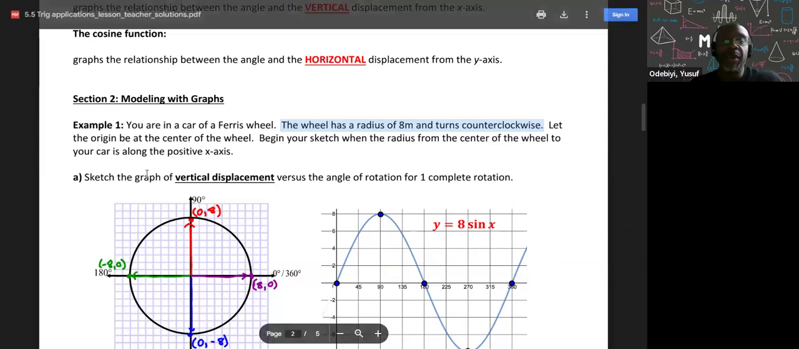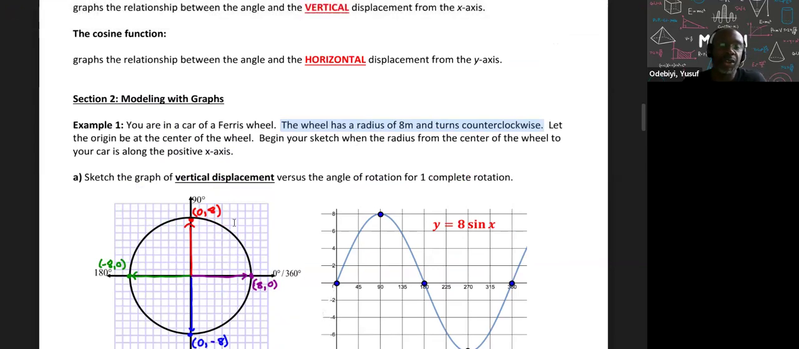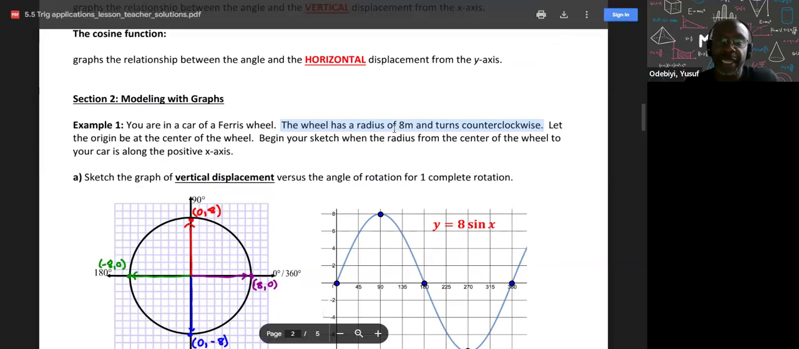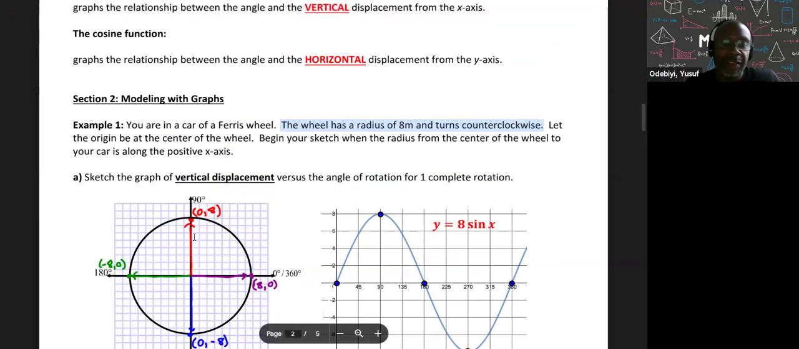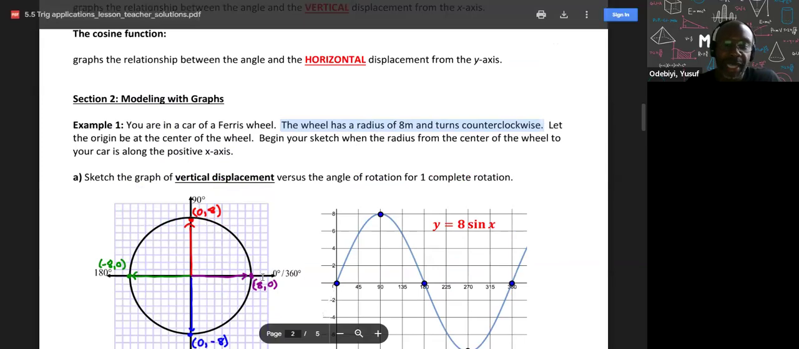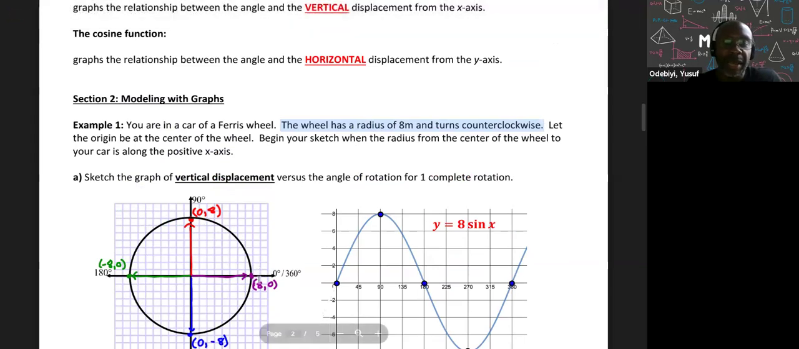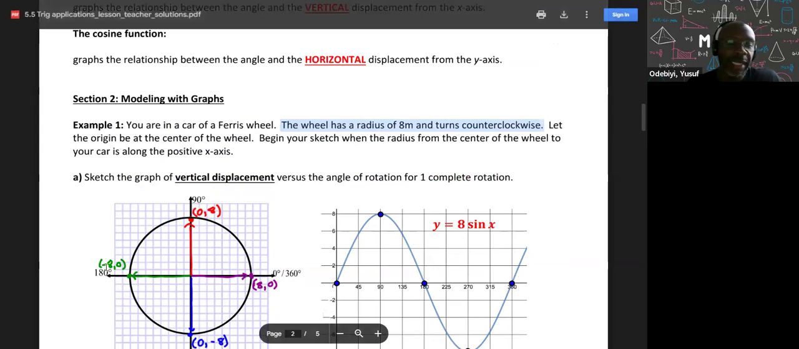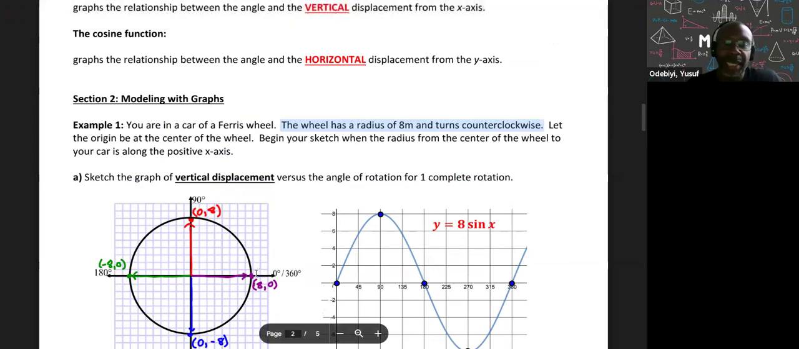So if I were to draw a circle, instead of a unit circle, I'm drawing a circle with a radius of 8. Here's my circle. That means if my radius is 8, and I put the coordinates on each of these angles of 0, 90, 180, 270 and 360, this would be 8 and 0, 0 and 8, negative 8 and 0, and 0 and negative 8, and then back to 8 and 0.